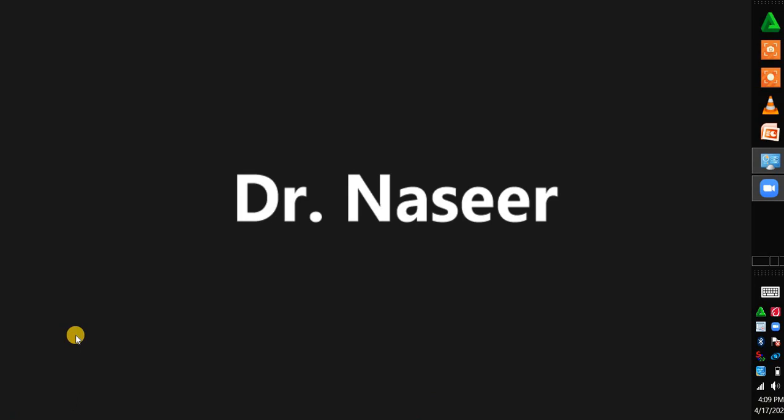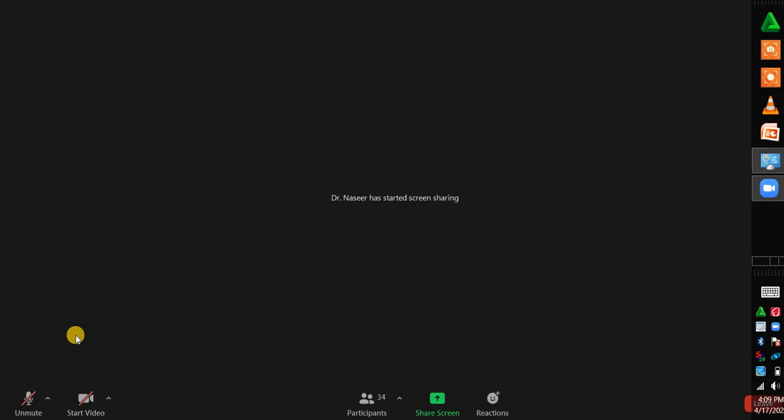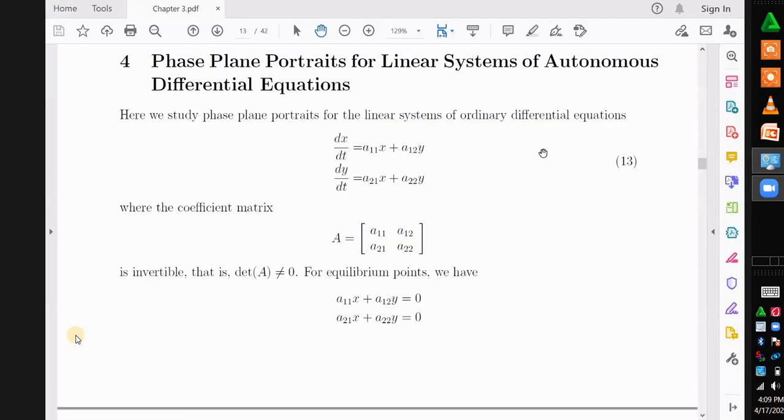We'll see the next topic. This is phase plane portraits for linear system of autonomous differential equations. So this is a linear system of first order differential equations. This is dx by dt is a11x plus a12y, and dy by dt is a21x plus a22y. And so you can see this is a first order linear differential equation. Also this is a first order linear differential equation. Here t is the independent variable, x and y are dependent variables. A11, A12, A21, A22 are constants.